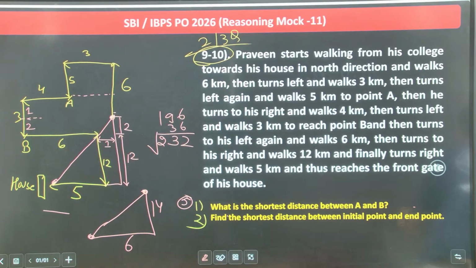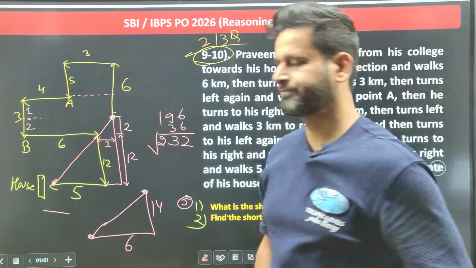What is your answer, Vaishnavi? Yes, Arun, can you confirm? Pythagoras will be applied, na? Square of 14 plus square of 6. That will give you under root 232. Shall we continue? Next.